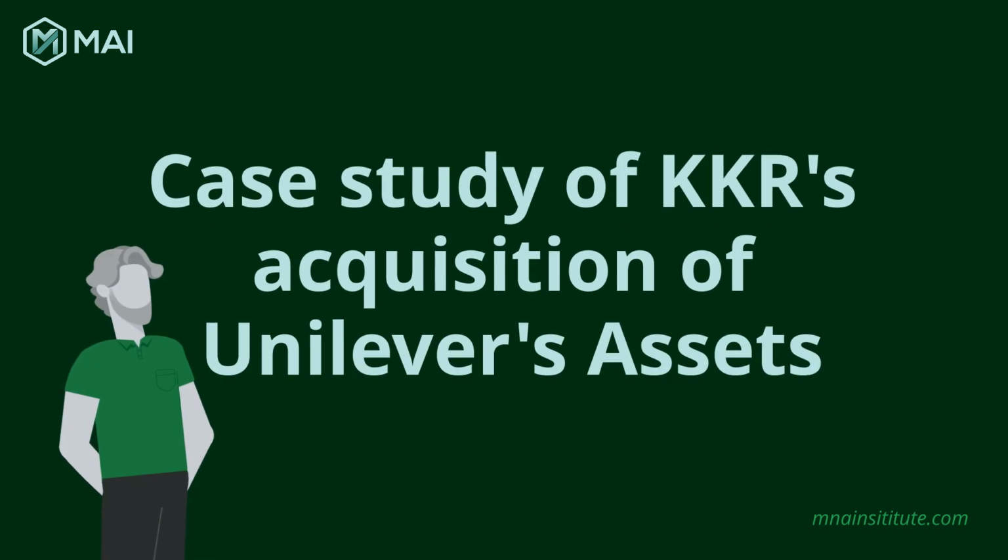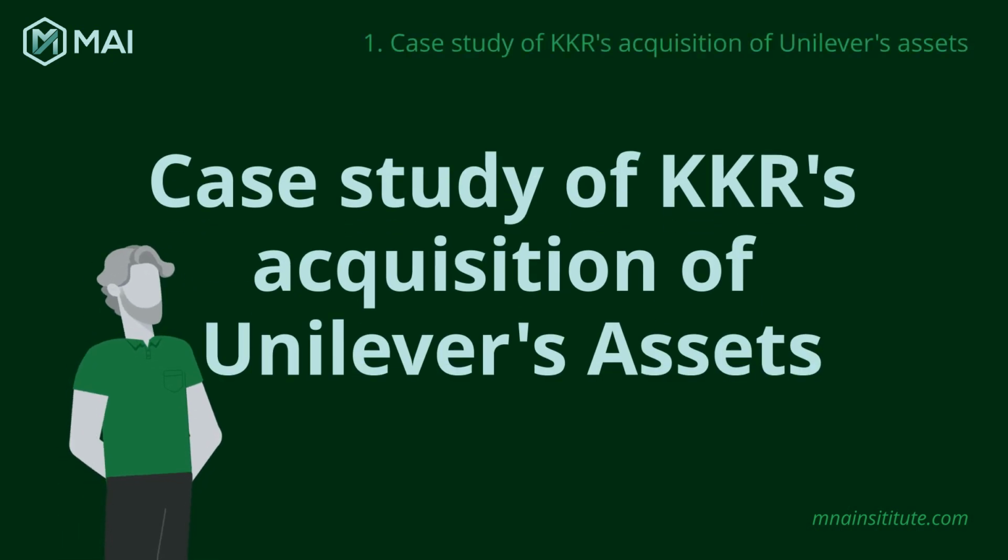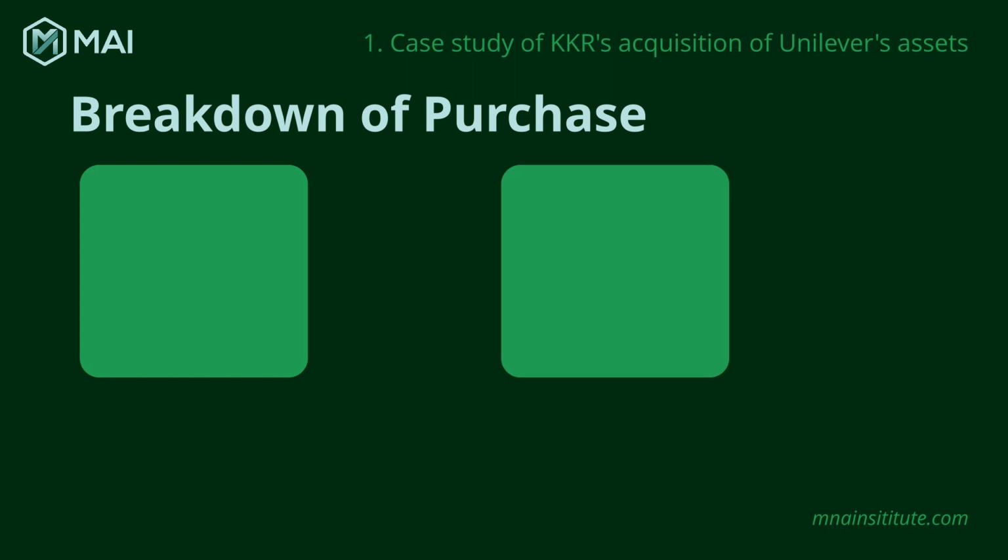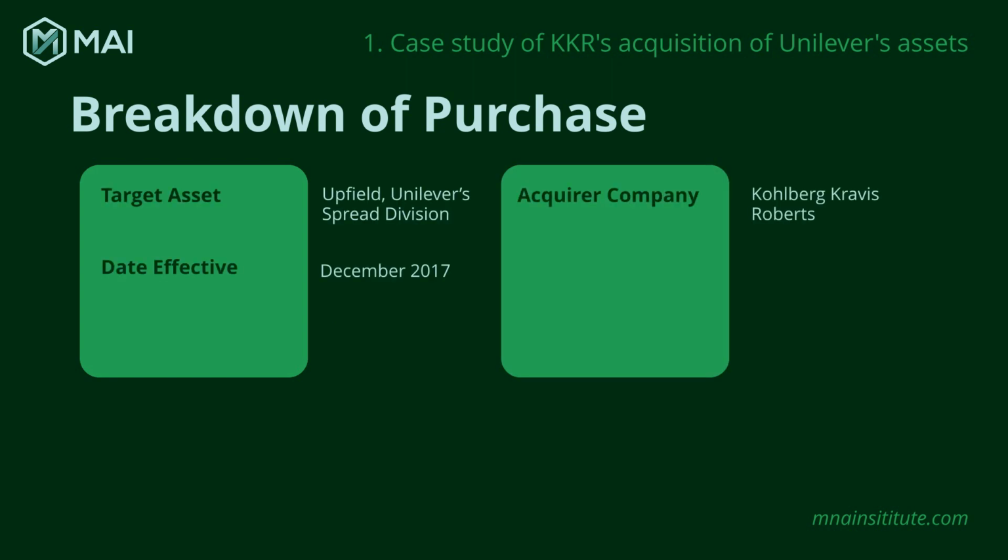Now let's take a look at a real-life case study of an acquisition. Here we can see an overview of KKR's business acquisition of Unilever's butter spread division, Upfield, worth £6 billion. The deal received the prestigious Private Equity Deal of the Year award. Unilever first spun off its plant-based butter spread division into a company now known as Upfield, which private equity firm KKR later bought. The transaction occurred in 2017 and closed in July 2018. Some notable products of Upfield include Flora and I Can't Believe It's Not Butter.